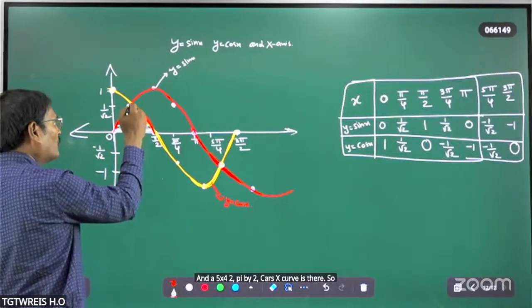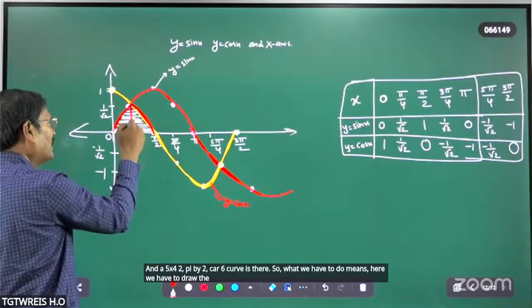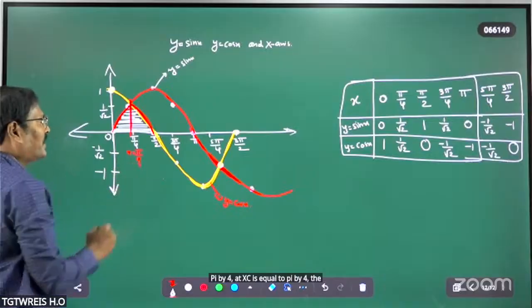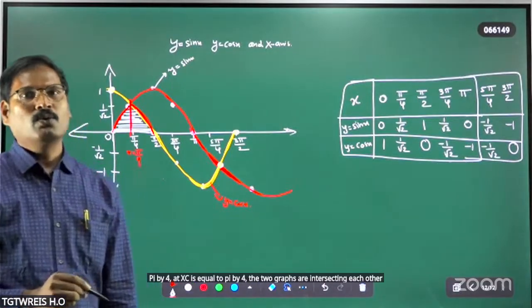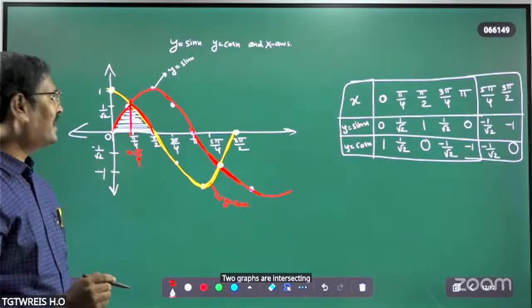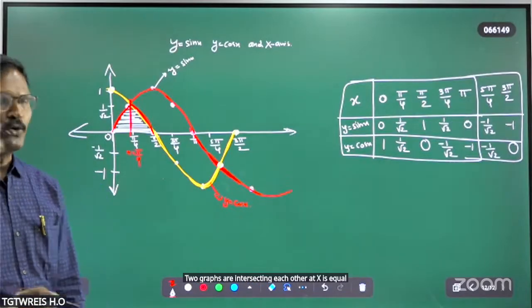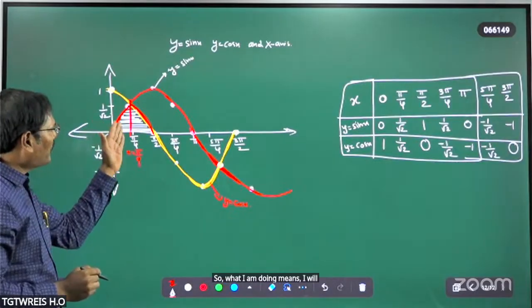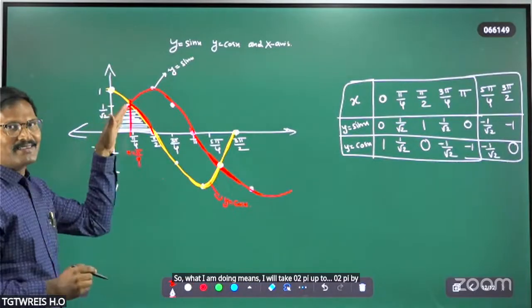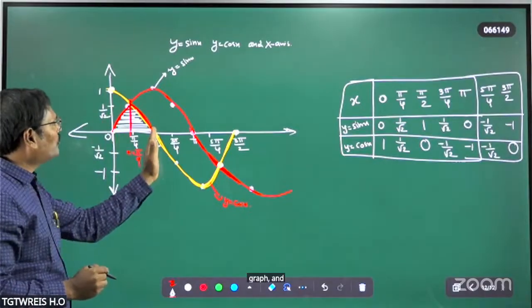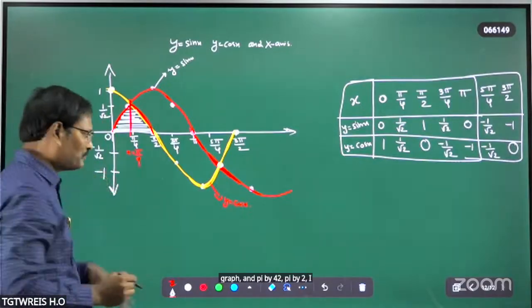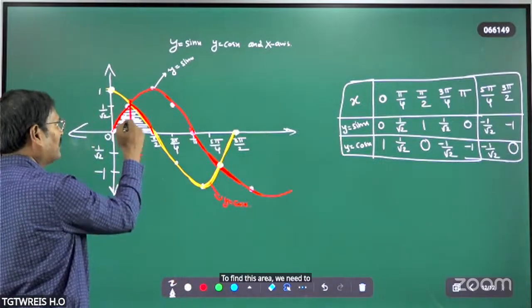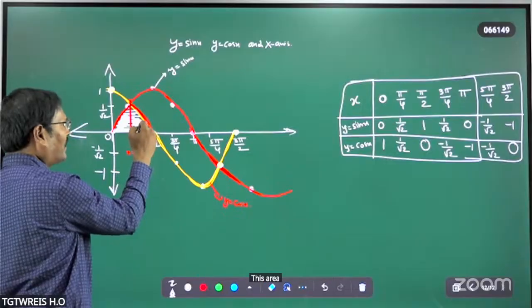So what we have to do is draw the line at pi by 4. At x is equal to pi by 4, the two graphs are intersecting each other. So from 0 to pi by 4, I will take the sin x graph, and from pi by 4 to pi by 2, I will take the cos x curve. To find this area, we need to find the total area, this area and this area.